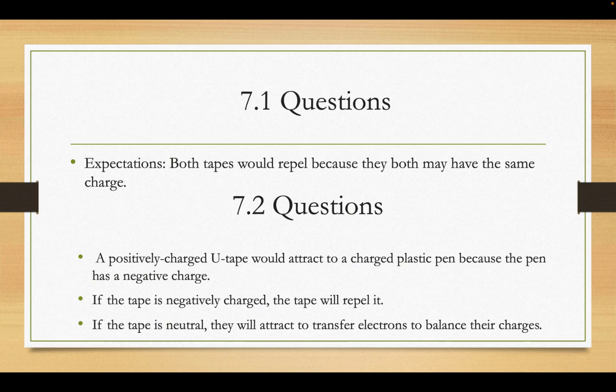For 7.1, it asked for our expectations, and I was expecting both of them to repel because if they both ripped off the table, I feel that they would have the same charge. It's just that I don't know if they're positive or negative at this moment. And 7.2 asked what happens if the tape was positively charged and it was brought to the negatively charged plastic pen. I said they would attract because one is positive and one is negative. If the tape was negative, they both would repel, and if the tape was neutral, the tape will still attract to the pen, transferring electrons to balance the charges.